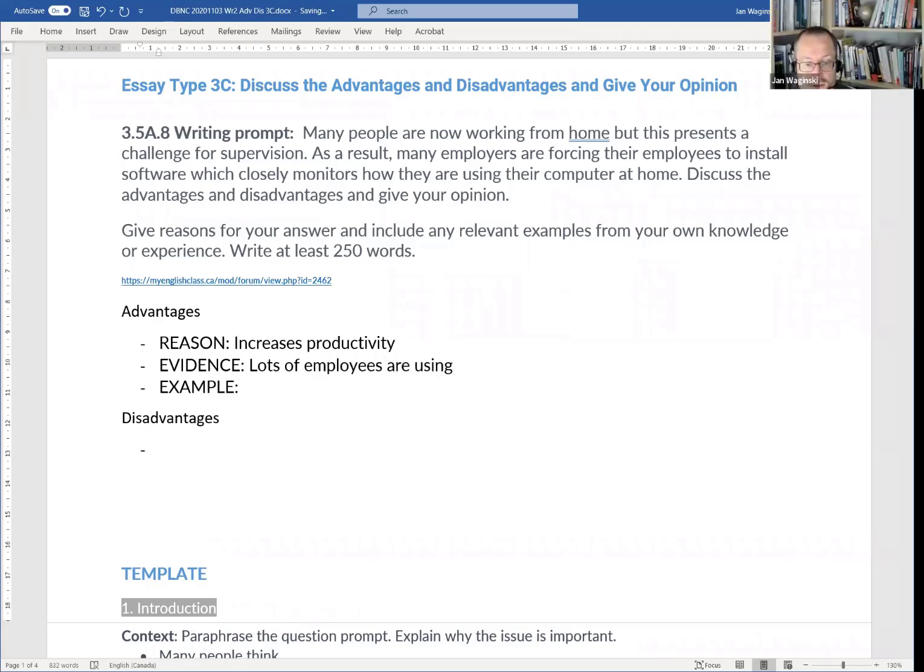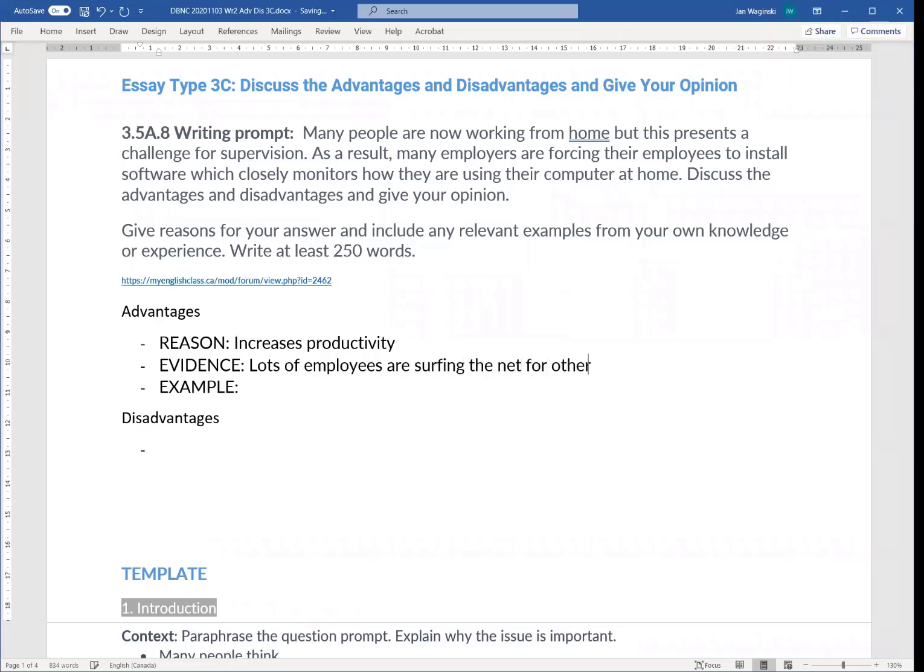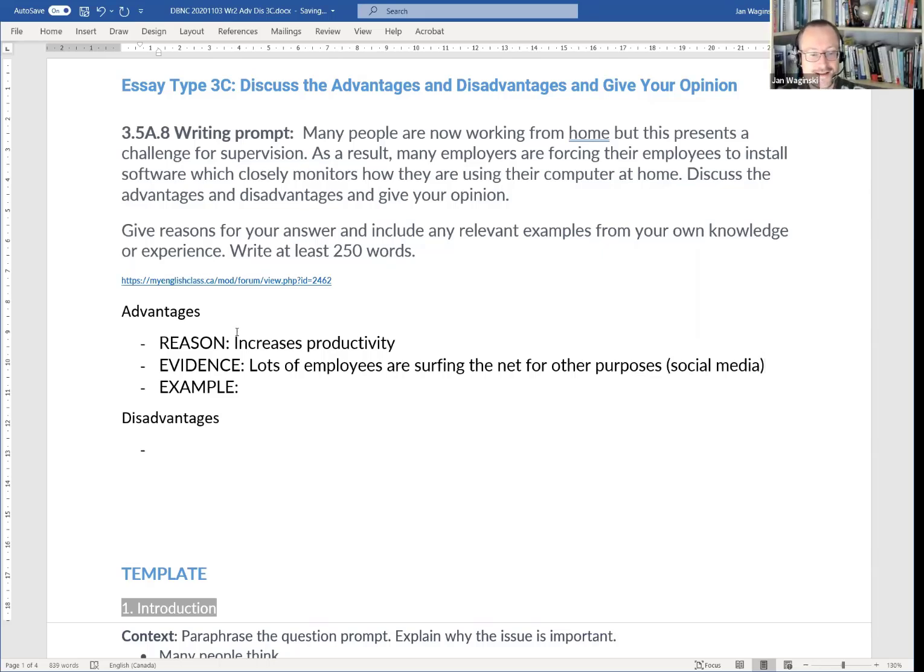So let's put it like this. Lots of employees are using social media or just surfing the net for other purposes. Maybe, for example, replying to emails or chatting with other friends. Applying for other jobs. That's more frequent, yeah. Okay. So by installing this type of camera, the employee will not do these actions, so they will be more focused on their work.